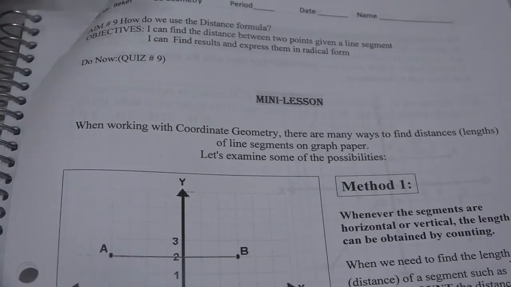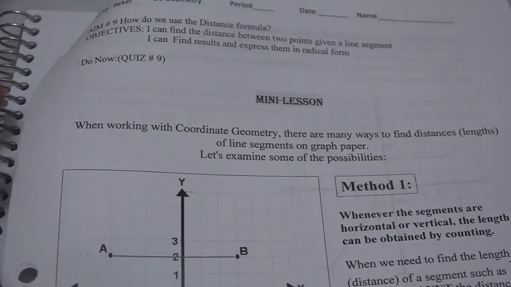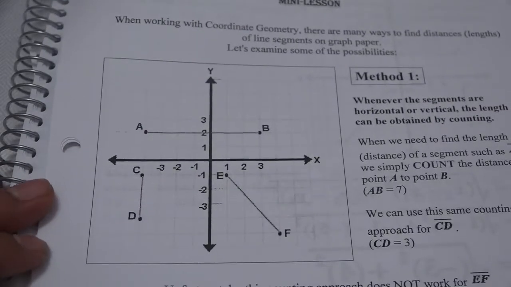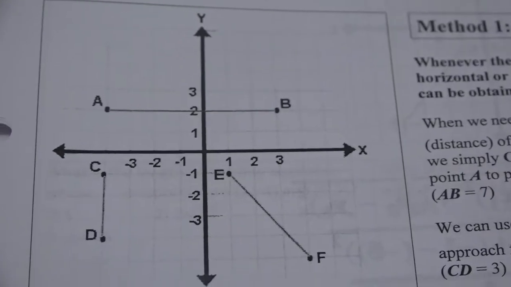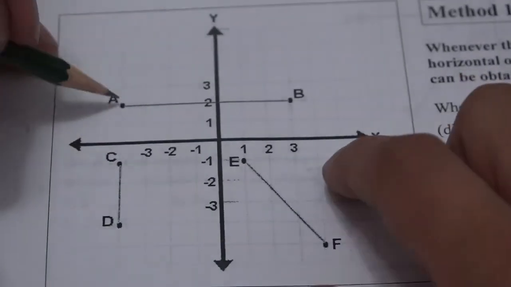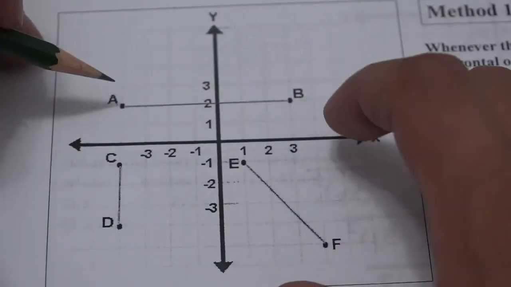Alright, so today in this lesson we are going to deal with the distance formula. The distance formula is not that difficult. It's basically another version of the Pythagorean Theorem, like c squared equals a squared plus b squared. So for example, let's look at this diagram right here. Can you tell me what the distance from A to B is in units?